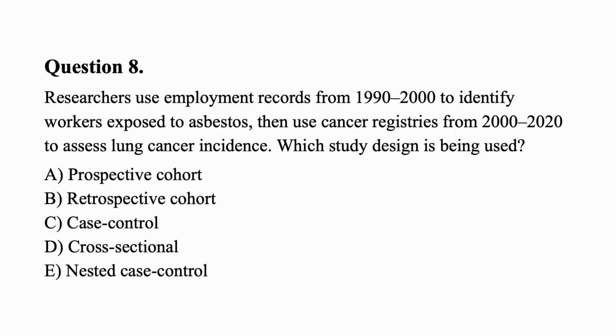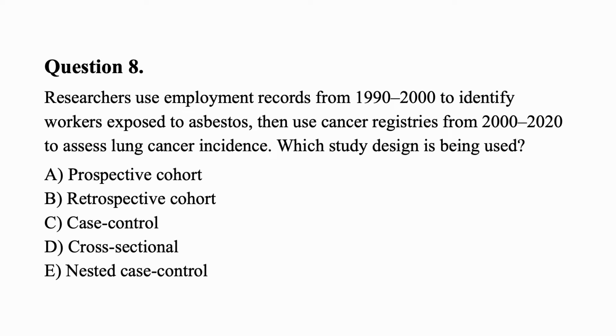All right, question number 8. Researchers use employment records from 1990 to 2000 to identify workers exposed to asbestos, then use cancer registries from 2000 to 2020 to assess lung cancer incidence. Which study design is being used? A, prospective cohort. B, retrospective cohort. C, case control study. D, cross-sectional. E, nested case control.